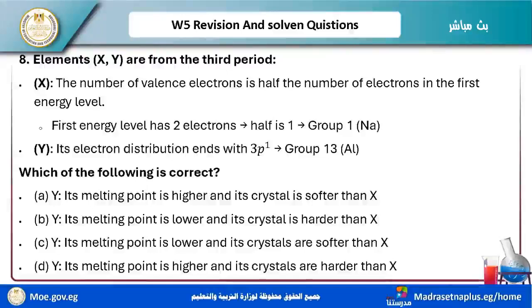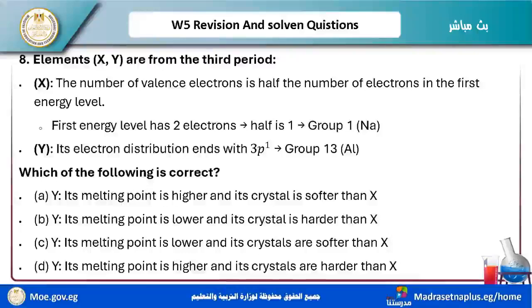Y: its electron distribution ends with 3p1. I mean 13, aluminum. Which of the following is correct? A. Y has a higher melting point and its crystal is softer than X. B. Y has a lower melting point and its crystal is harder than X. C. Y has a lower melting point and its crystals are softer than X. D. Y has a higher melting point and its crystals are harder than X.